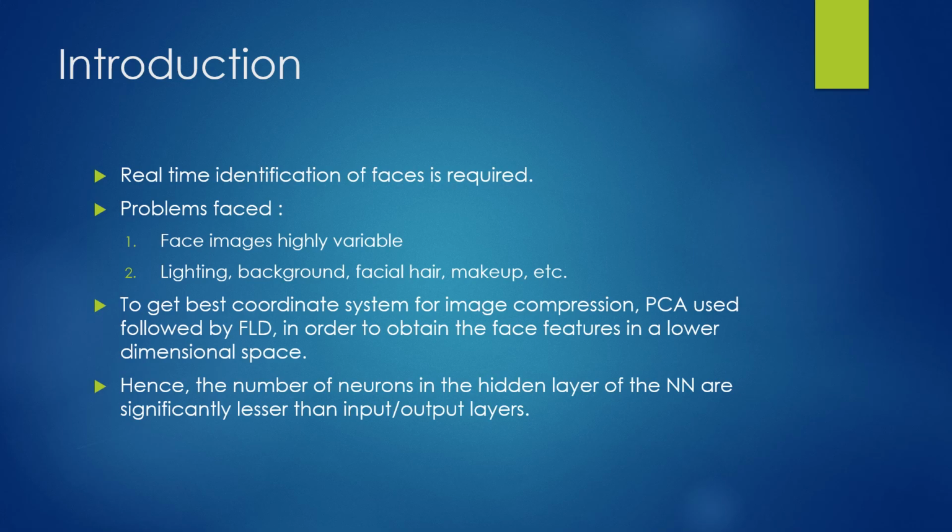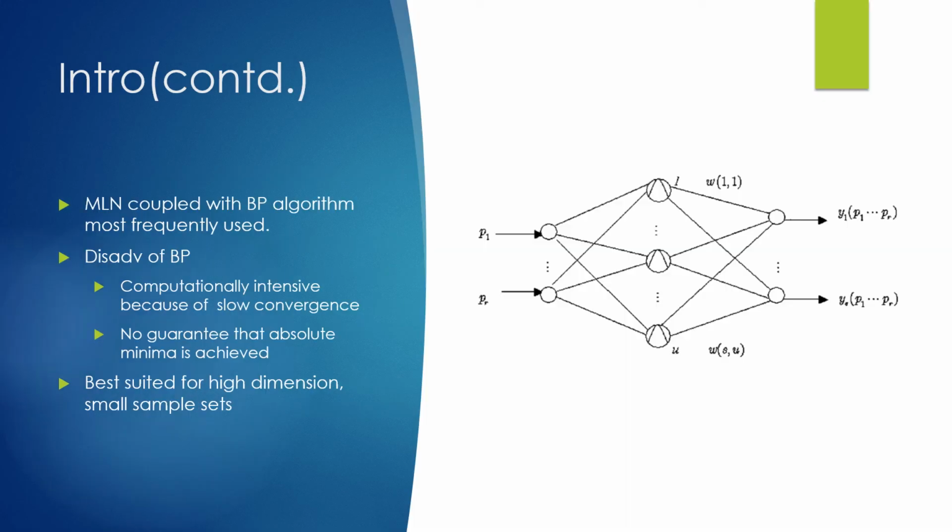Since the number of hidden nodes is reduced, the computational intensity of the problem is significantly reduced, to such an extent that they are fewer than the input or output layers used in the neural network. And these hidden units of the neural network can also serve as input layers to another neural network to classify the face images. Okay, so let me tell you a little bit about the neural network itself.